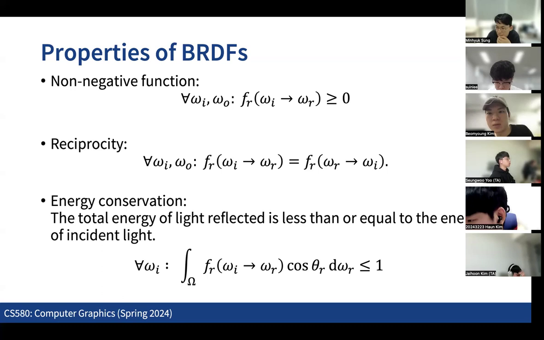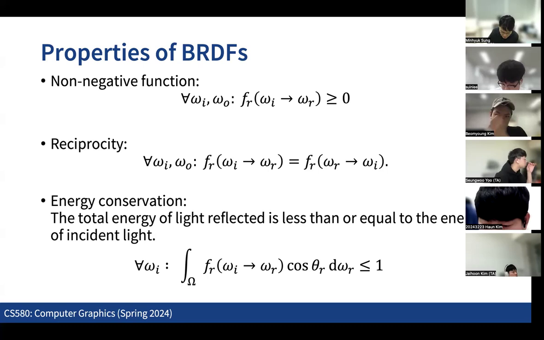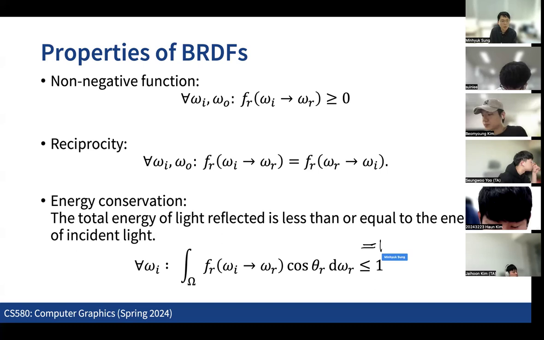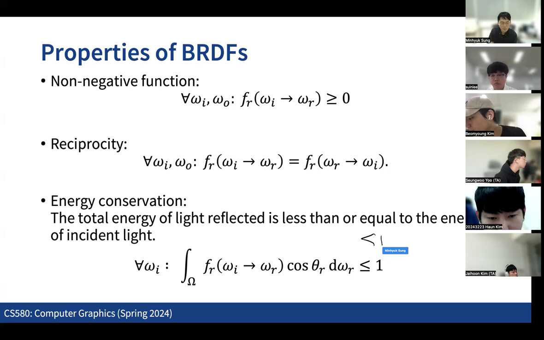Yeah, obviously it would be the case that some portion of the power of the light was absorbed by the surface during the reflection. When this is exactly equal to one, that's the case where we are conserving the energy without any absorption of the power of the light. But if this integral is less than one, that means that part of the light power was absorbed into the surface with reflection. So this was the case.